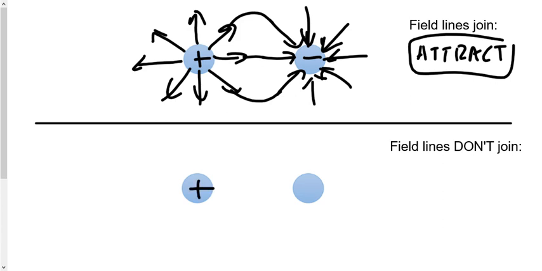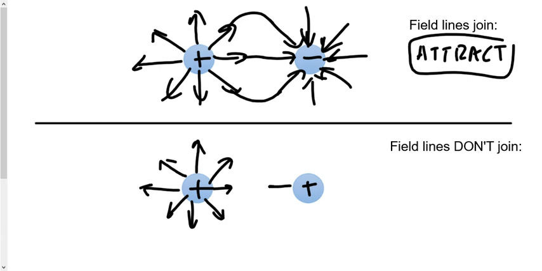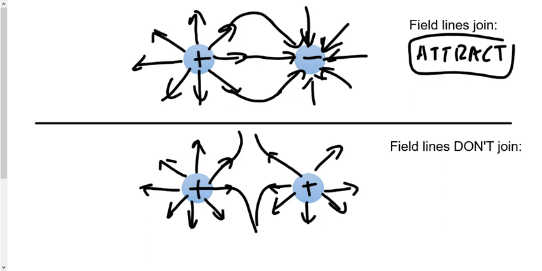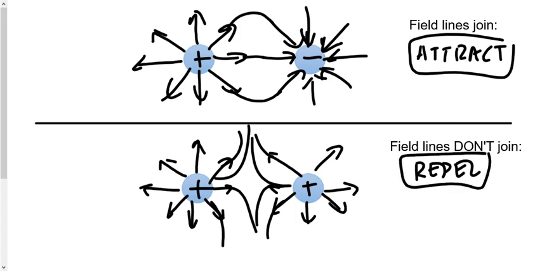Versus if I had a positive and a positive right here, these two are going to produce fields that look like this. Field lines go away from the positive, right? Notice what happens when they get close to each other. The field lines repel each other like this. They don't join up. When we have field lines that don't join up, we find that they repel each other. Now, you look at these two situations without the field lines drawn, easy enough to tell they attract and repel, right?